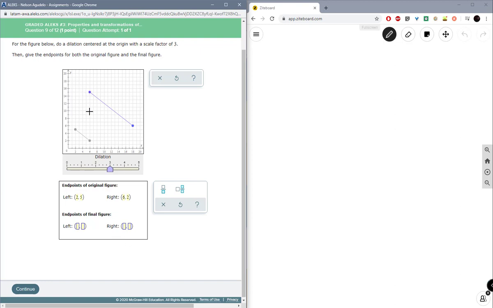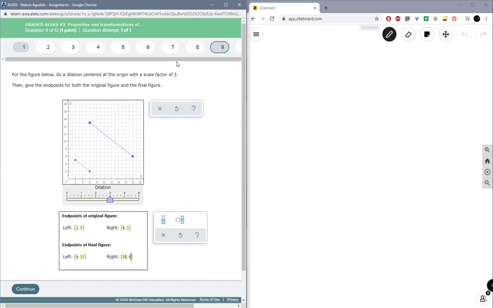And you have to do the same with the other figure, left, which is 6, 15, and right, which is 18, 6. Okay? And that is how you solve this.